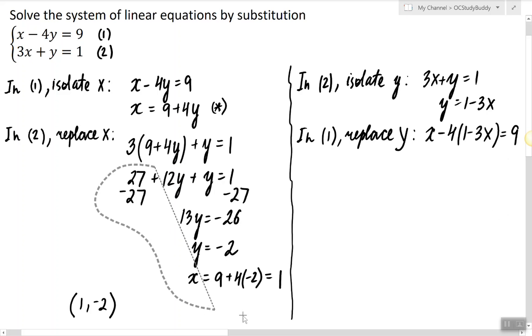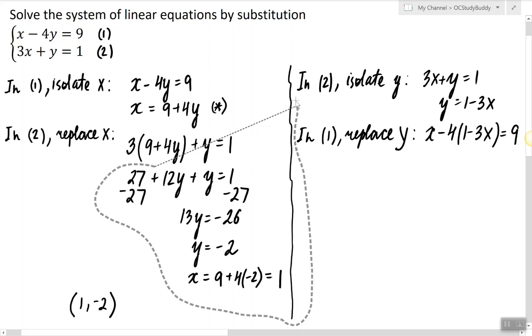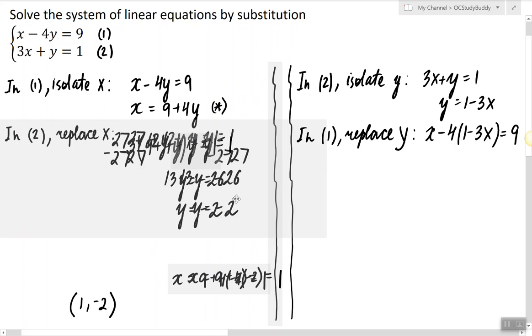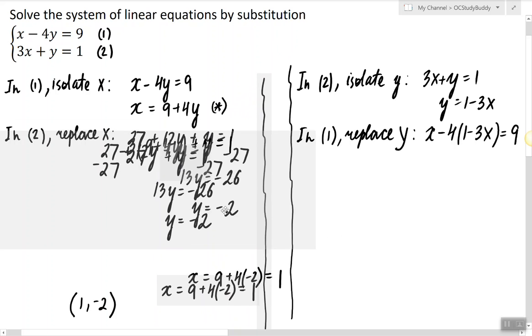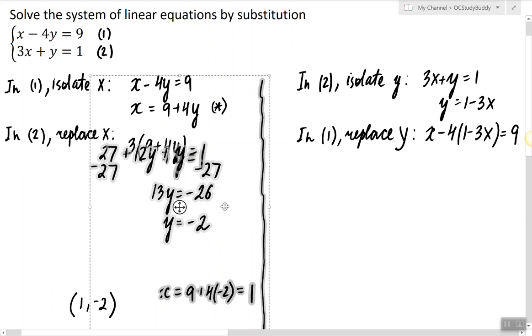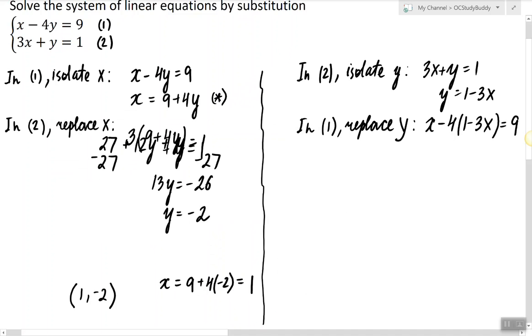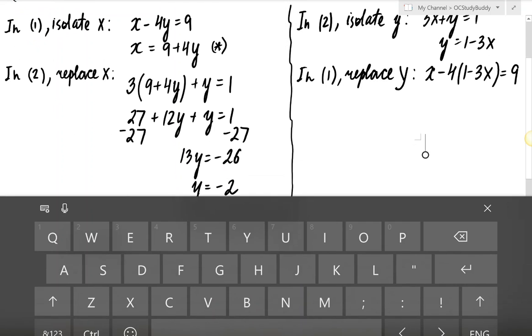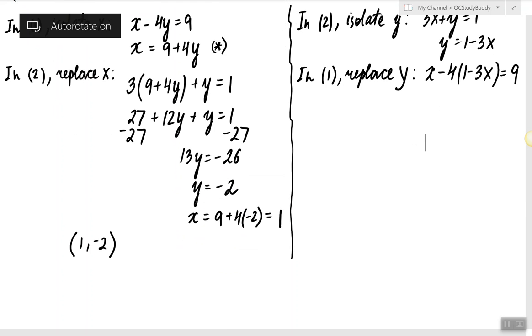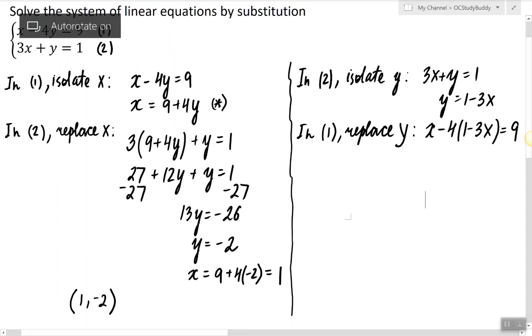So let me just make some room here. That didn't work. So let me just continue then.